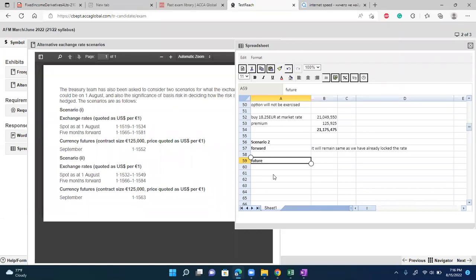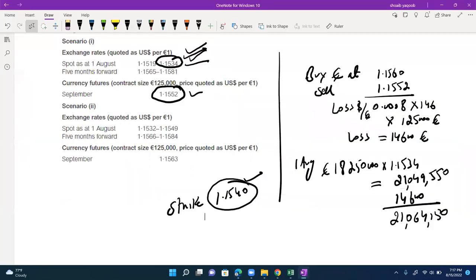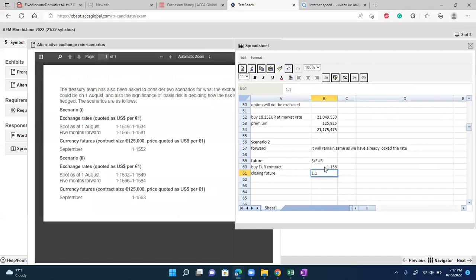Okay, in futures, we have a buy euro contract. At what rate? 1.1560, right? Dollar over euro. Now the closing future is 1.1563. So we buy the euro at 1.1560.